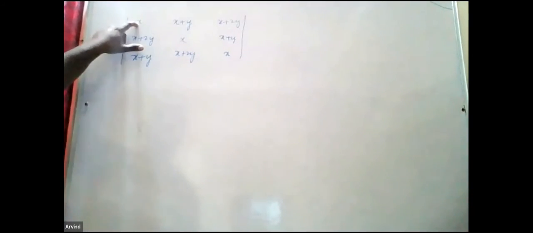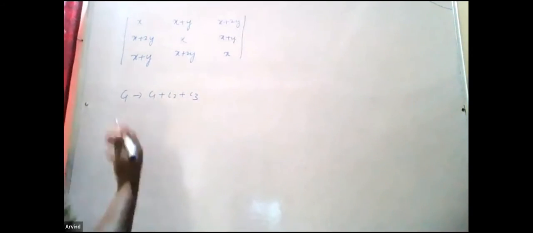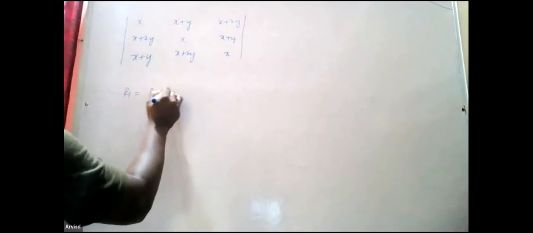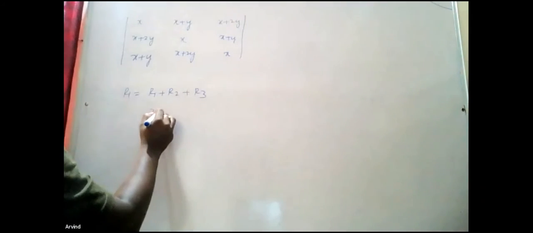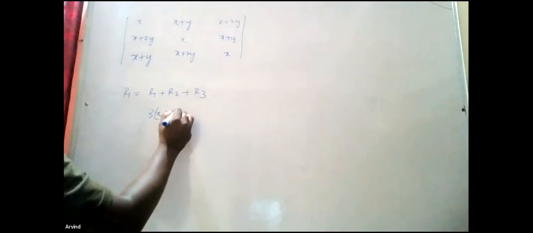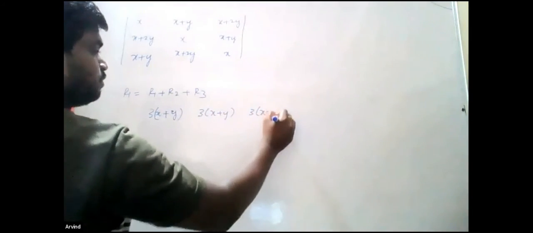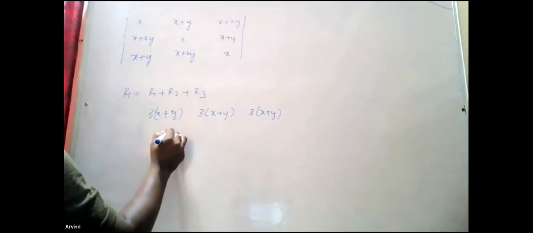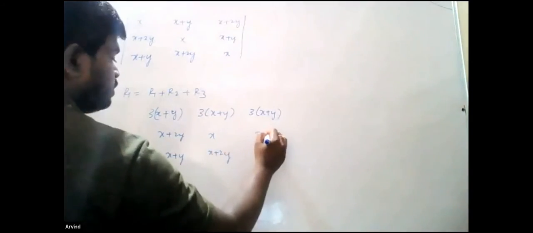So you observe that in each row there is 3x, 3y. Okay, so let's use C1. C1 is C1 plus C2 plus C3. Or R1, I'll use it so that I can make it 0. R1 is R1 plus R2 plus R3. So 3x, 3y, sorry, R1. R1 plus R2 plus R3. Yeah, it's correct. So it is 3x plus 3y. I will directly write it as 3 of x plus y. Here also 3 of x plus y comes, here also 3 of x plus y comes. Okay, so x plus 2y, x plus y, x plus 2y, x plus y, x.